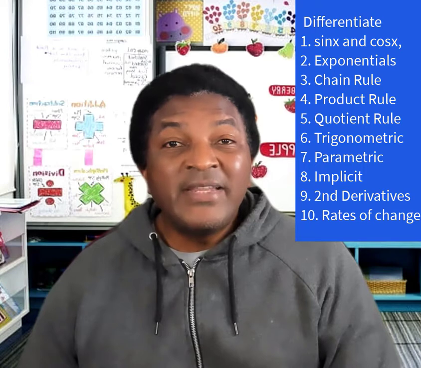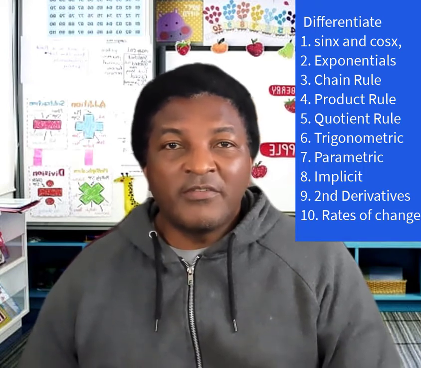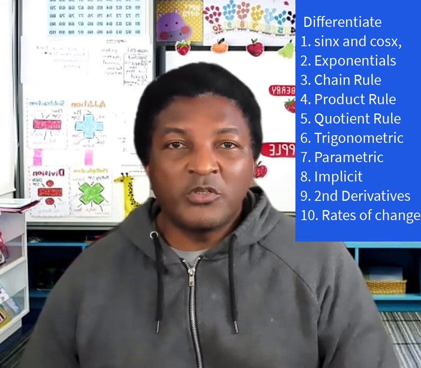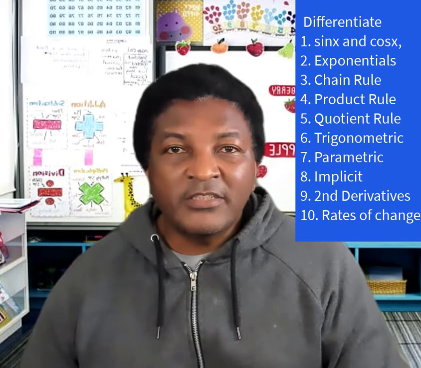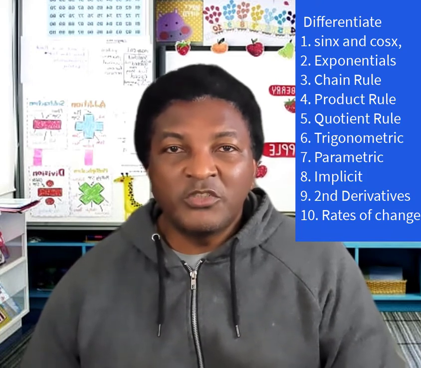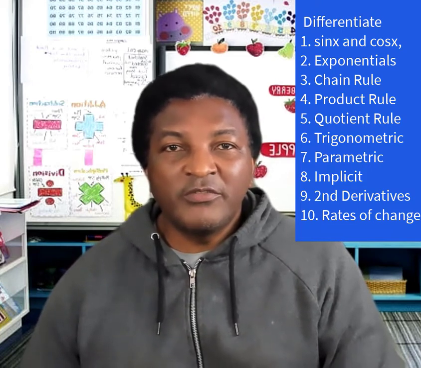Number 8 is implicit differentiation. So you can have things like x squared y plus 2x is equal to 7. Sometimes it's difficult to make y the subject, so differentiate them implicitly. The next important thing, number 9, for differentiation is to learn to use second derivatives.